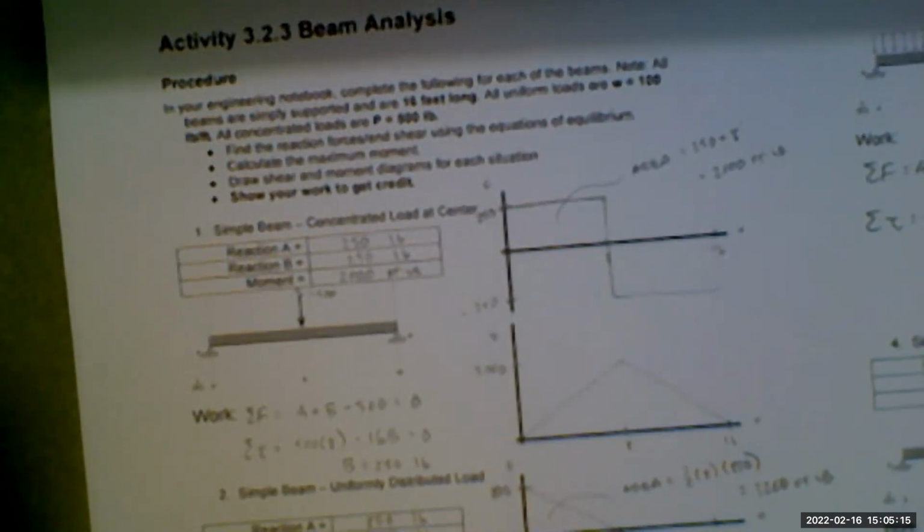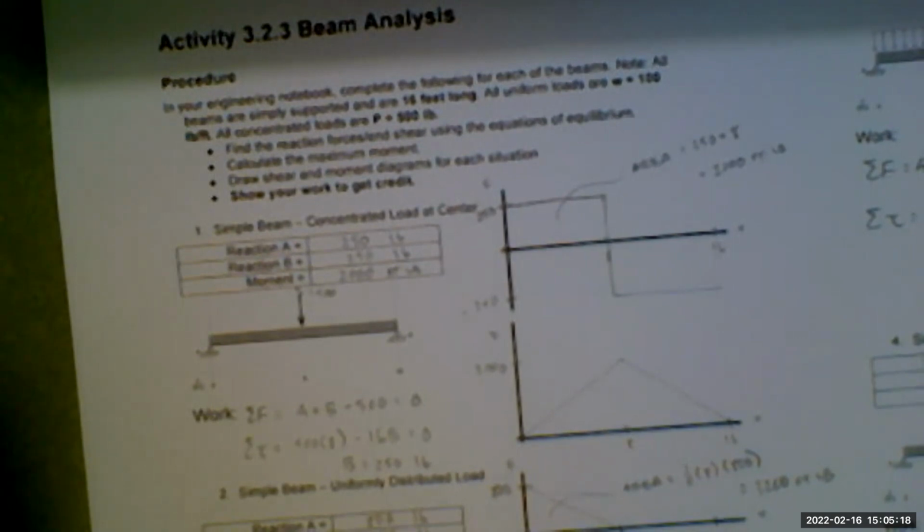I know it's a little bit blurry, but what I would have done is start with my sum of forces. In this case, A and B are going up, and P is downwards, that's 500. So A plus B is equal to 500. Then I've got my sum of moments. The first one would be 500 pounds times 8, which I made positive, even though technically it's clockwise. The other one would be 16 times B, since force B is 16 feet away. Then I can solve for B.